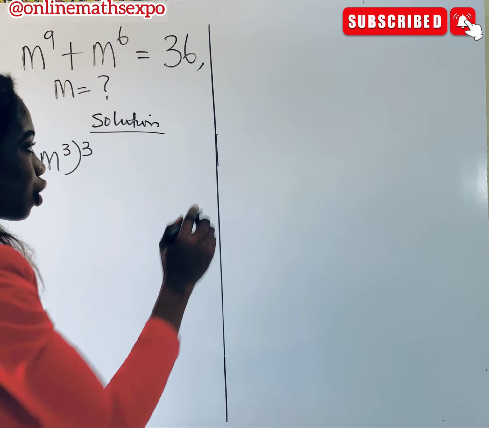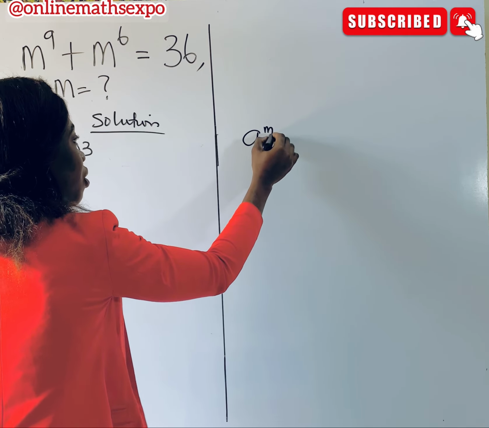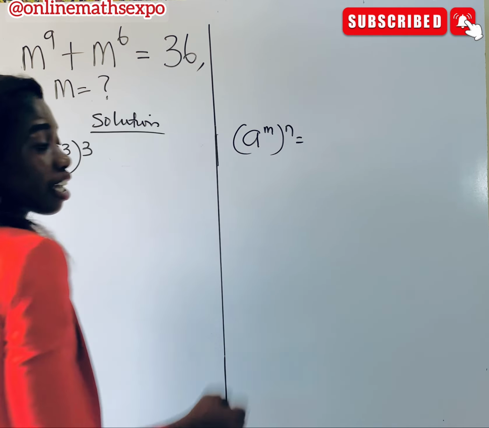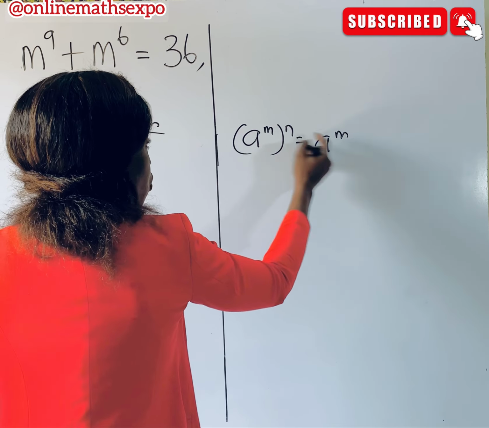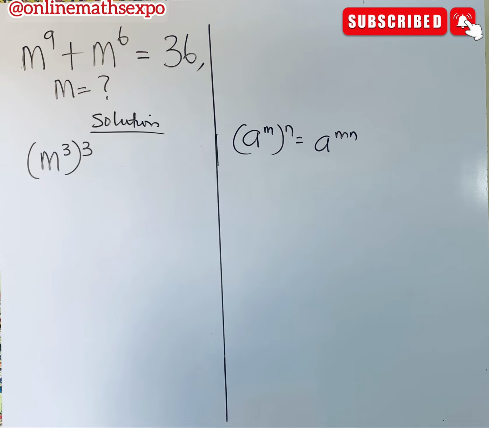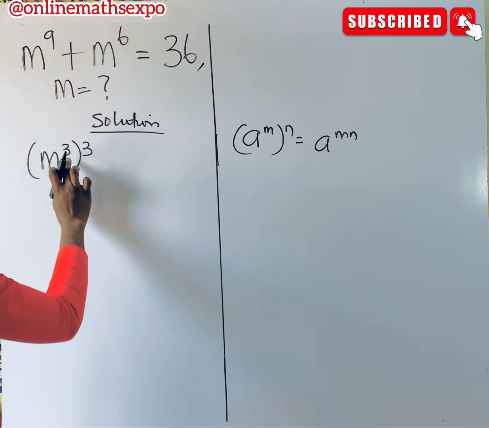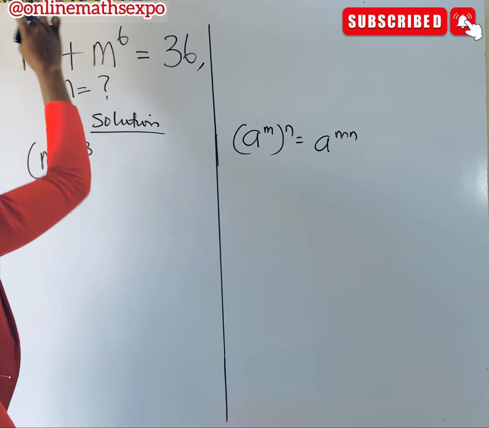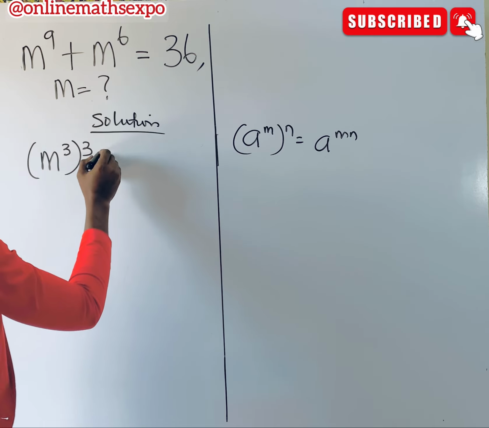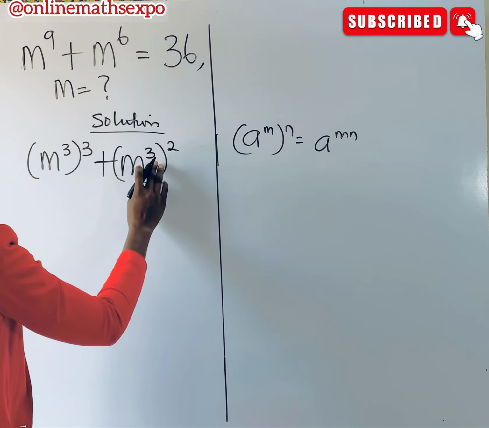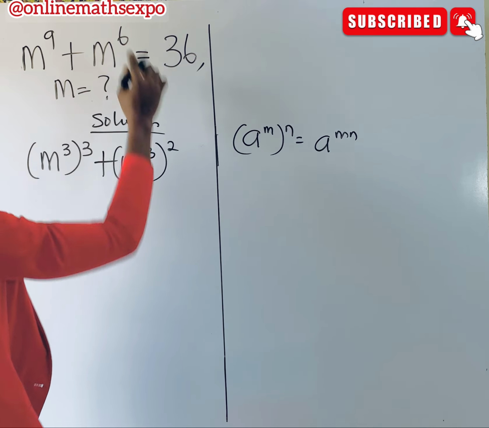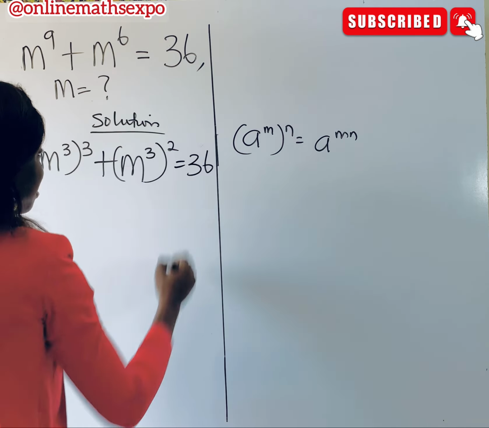I will show you. When you have a to the power of m to the power of n, according to your indices, it means a to the power of the product of the powers, mn. Did you see that? So if I have this, 3 times 3 will give me back 9. I can do the same here to have m to the power of 3, then raise it to the power of 2. 3 times 2 gives me back 6. Everything is equal to 36.